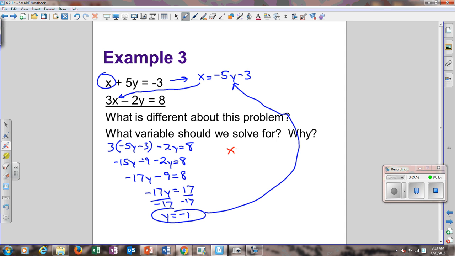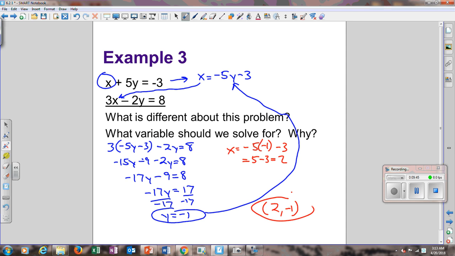So I'll give you x equals negative 5 times negative 1 minus 3. Negative 5 times negative 1 gives you a positive 5, minus 3, so it's 2. So your final answer will be 2, negative 1.